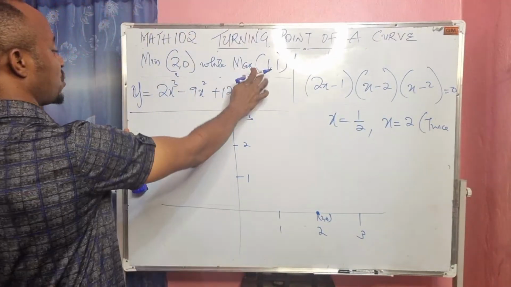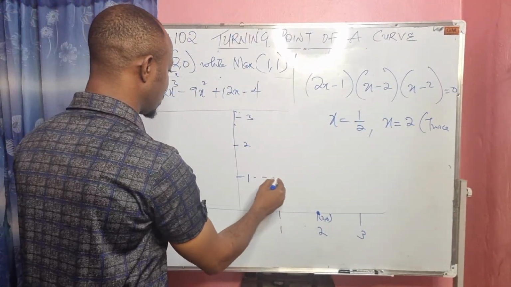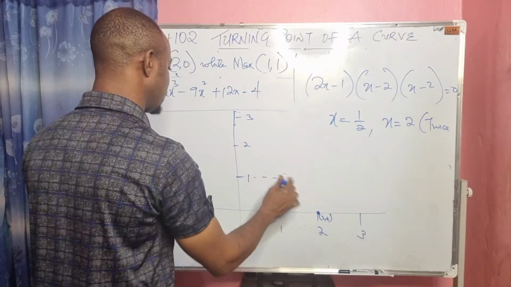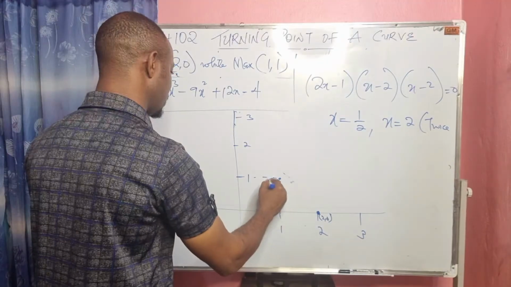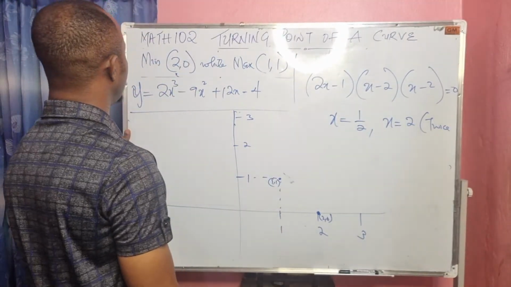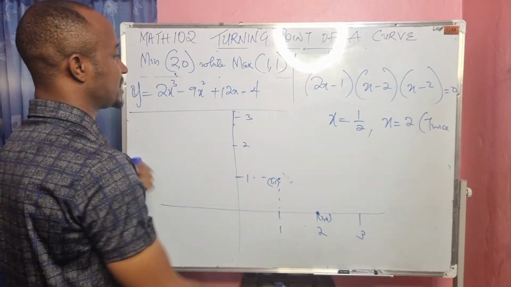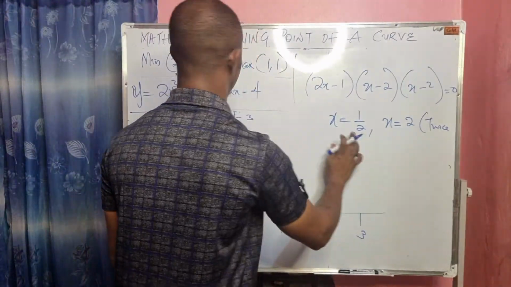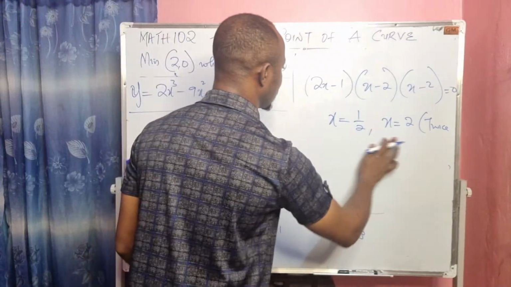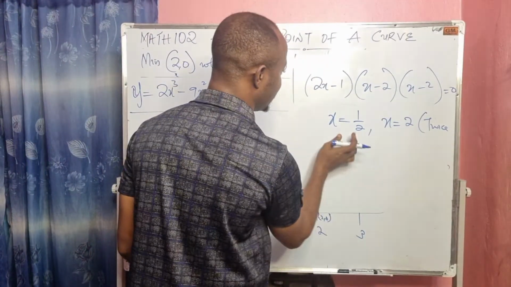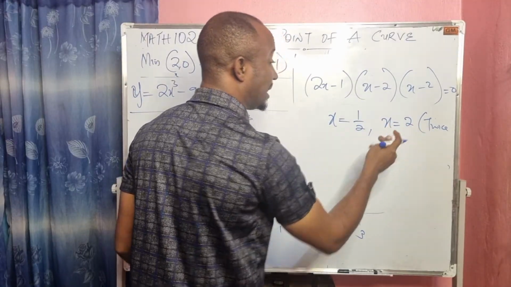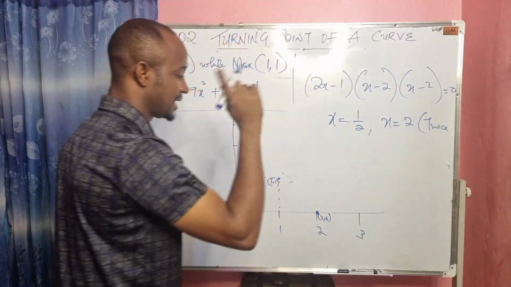The second point is 1, 1, which is somewhere here, right? This is the maximum point. So the next is to indicate our roots of equation. We have two roots of equation. We have a half and x equals 2. x equal to 2 appears twice, so I will just take it as 1.